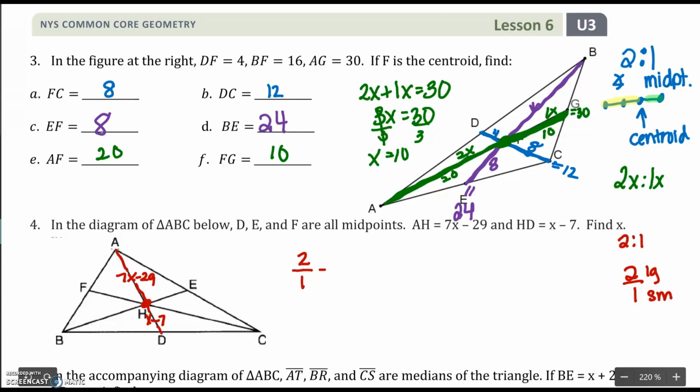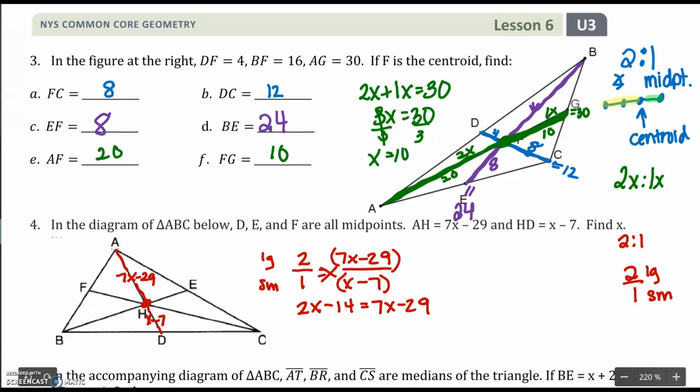So if I set this up as 2 over 1 equals, I'm putting the larger on top and the smaller on the bottom, I can represent this side as 7x minus 29 over x minus 7. And then I can cross multiply. And when you do that, don't forget to distribute. So 2 times x minus 7 becomes 2x minus 14. And 1 times 7x minus 29 is 7x minus 29.